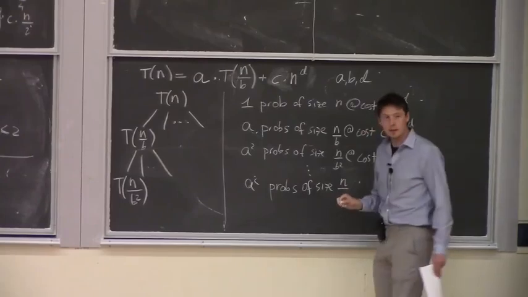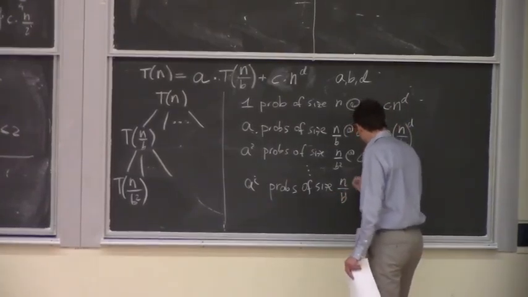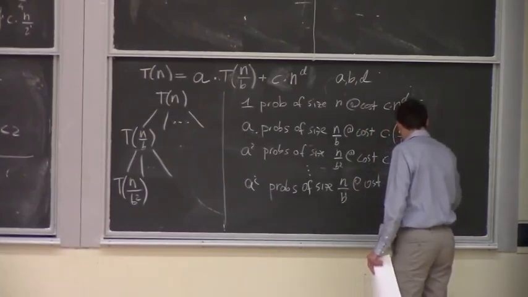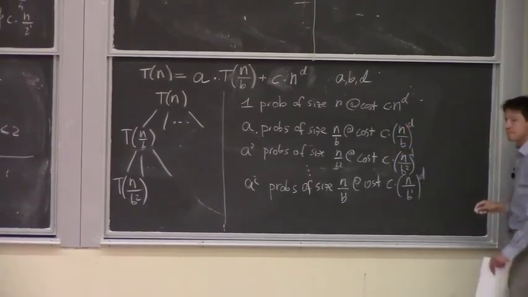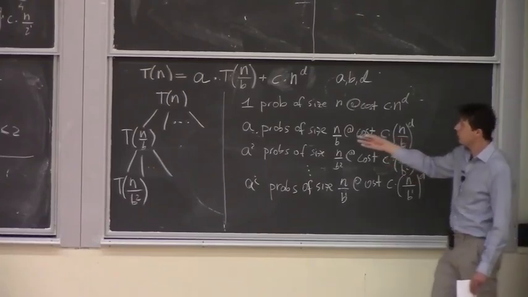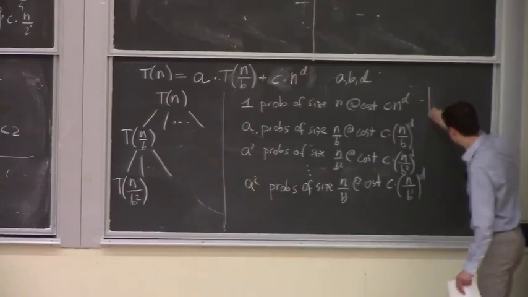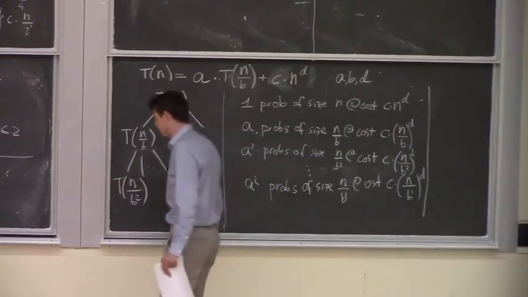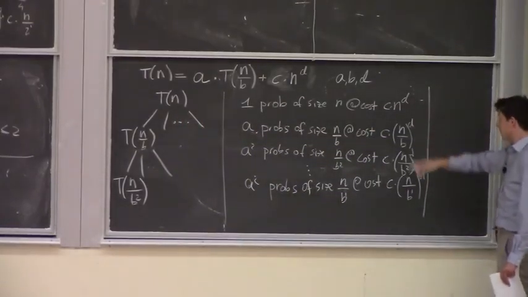It's n divided by b to the i. Okay. At the cost of c times n over b to the i, all to the d. Seems like a straightforward generalization of the bookkeeping that we did there. Let's make sure we can actually account for the, okay, now comes the moment I have to switch to the other chalks. So now we actually have to do the accounting per layer, right?